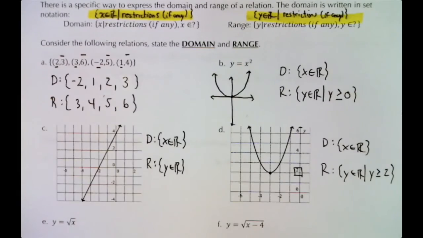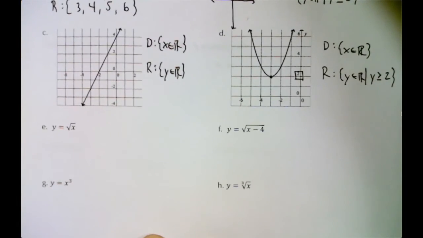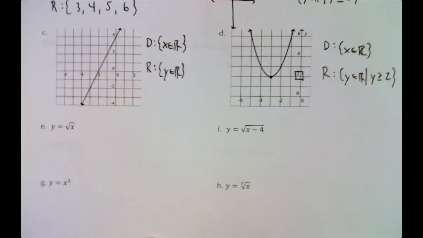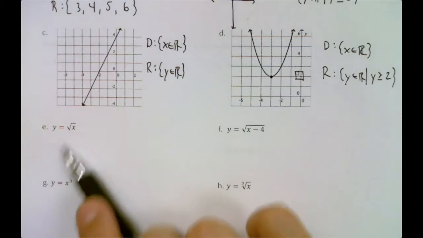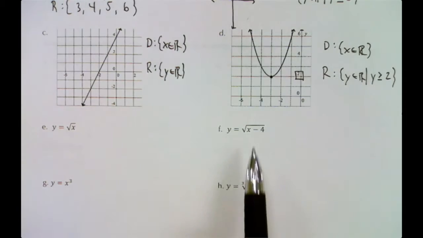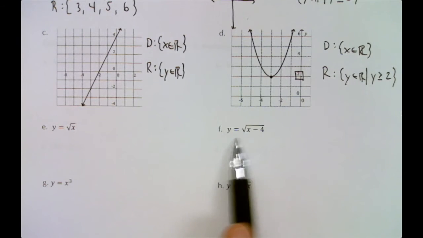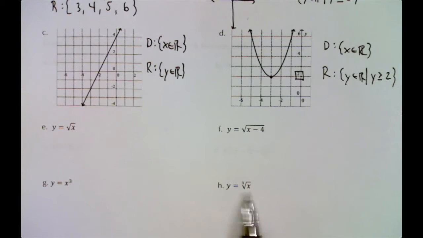All right, 4 more, and then that's it for domain and range review. These are all equations, so we have to remember what these equations look like. Now, E and G are both parent functions, so we have to remember what those look like. F is a transformation of a parent function, and H is a function you haven't seen before. So, let's take a shot at these.